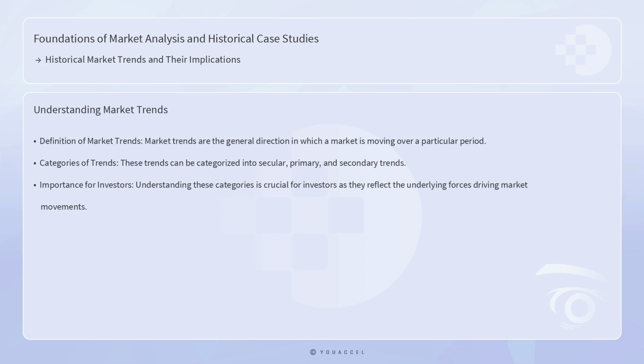For instance, secular trends span years or even decades and are often driven by fundamental changes in economic conditions, such as technological advancements or demographic shifts. Primary trends, lasting several months to years, typically correspond to business cycles, while secondary trends are short-term fluctuations influenced by market sentiment and external events.